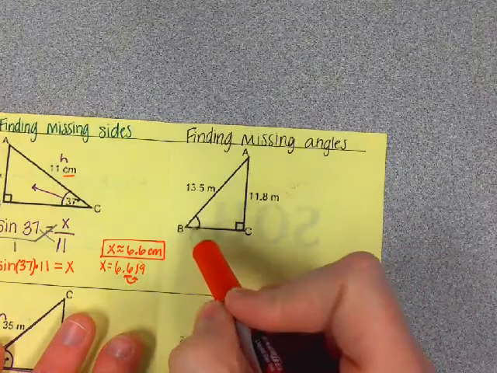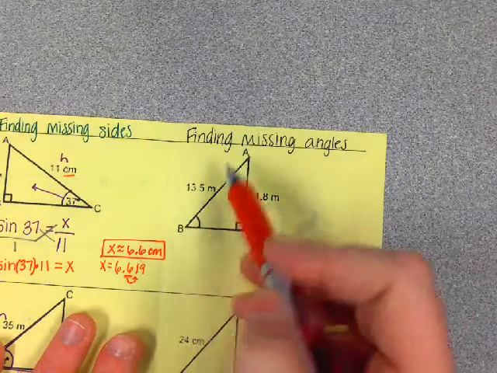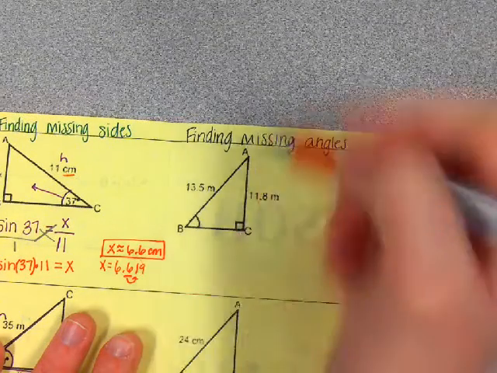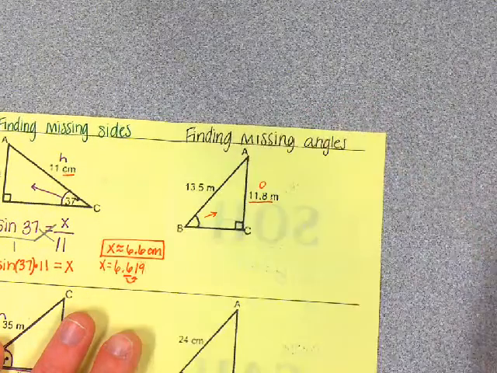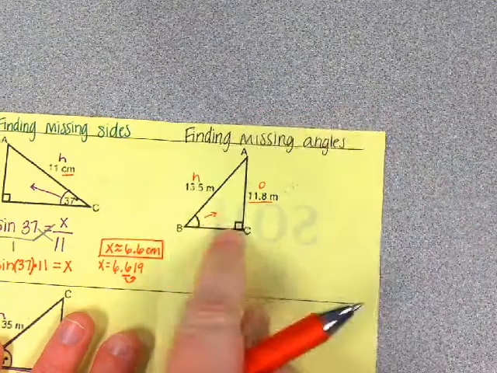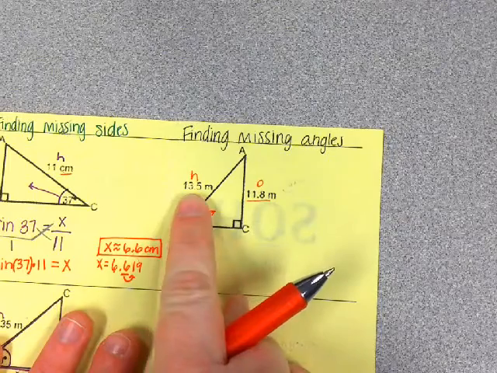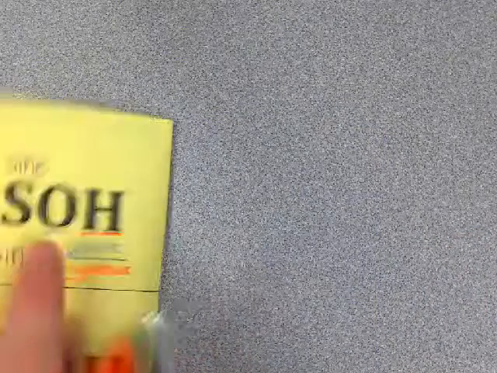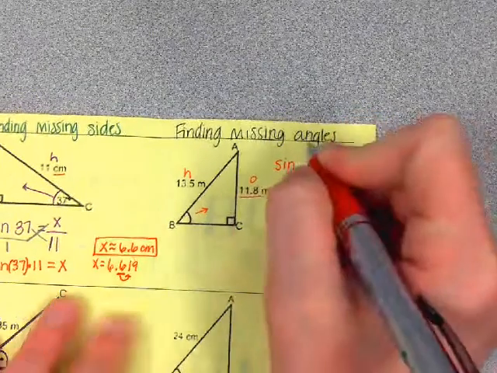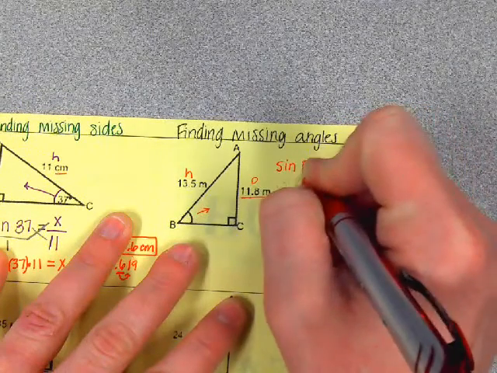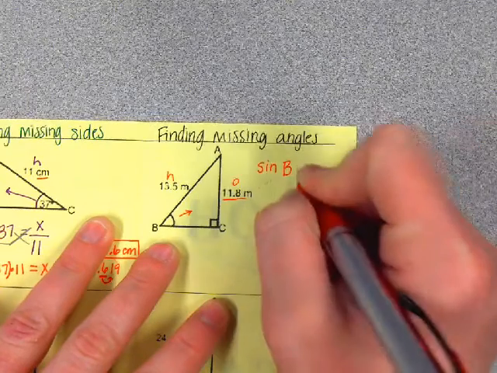So if we're talking about angle B, notice we have the opposite, and then we have the hypotenuse. Remember, the hypotenuse is always across from the 90 degree. So we have opposite and hypotenuse, so we know we have to use sine. So we've been talking about sine of the angle. Well, in this case, it's angle B. So I'm going to put a capital B.